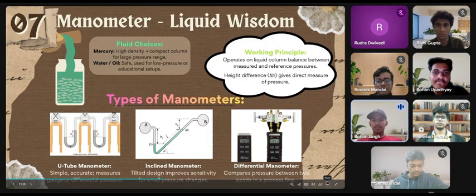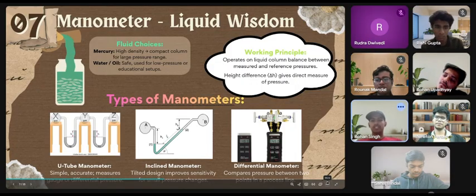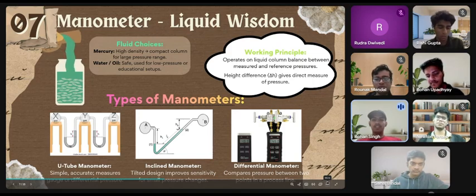This is a manometer, a simple device used to measure pressure using a liquid column. It works on the idea that height difference of a liquid shows pressure difference. Mercury is used for high pressure since it's dense, while water and oil are used for lower pressures. There are mainly three types of manometers: U-tube manometer, inclined manometer, and differential manometer. Overall, manometers are low cost, easy, and reliable. Moving to next slide.